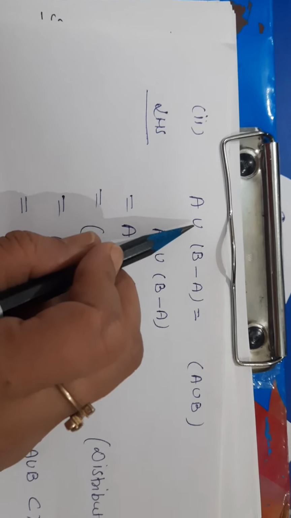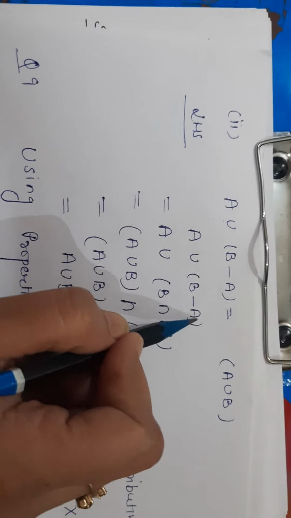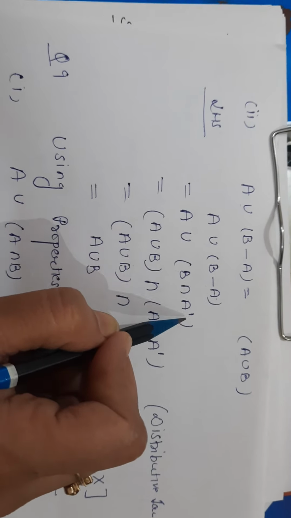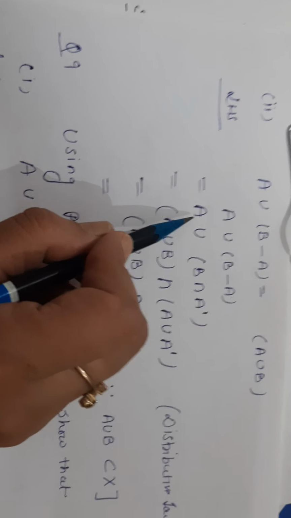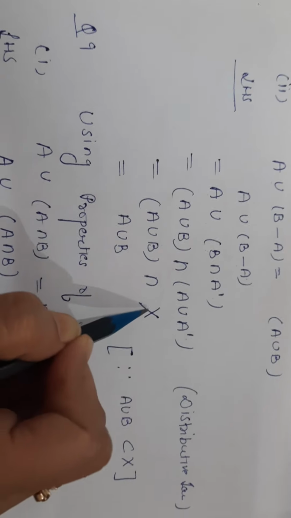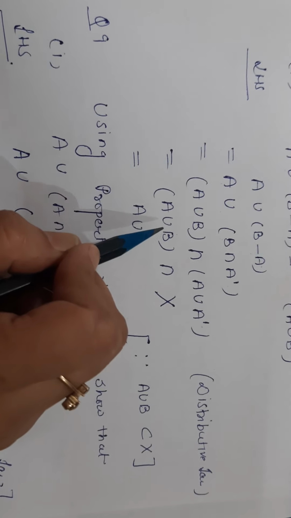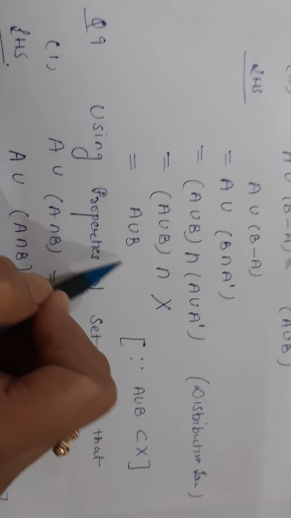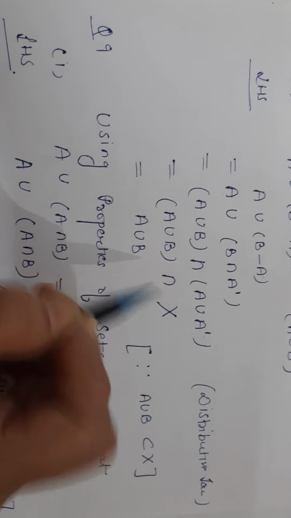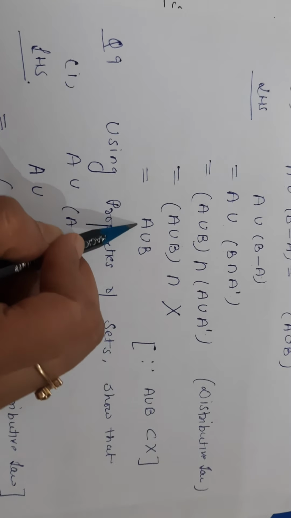The second part of this question, show that these two are equal. Take your left hand side, B minus A, it can be written as B intersection A complement. Apply distributive law, A union B intersection A union A complement. Now this is equal to universal set. Here X is universal. As every set is a subset of universal, so the intersection is smaller set. So as this is subset of X, the intersection is smaller set A union B.